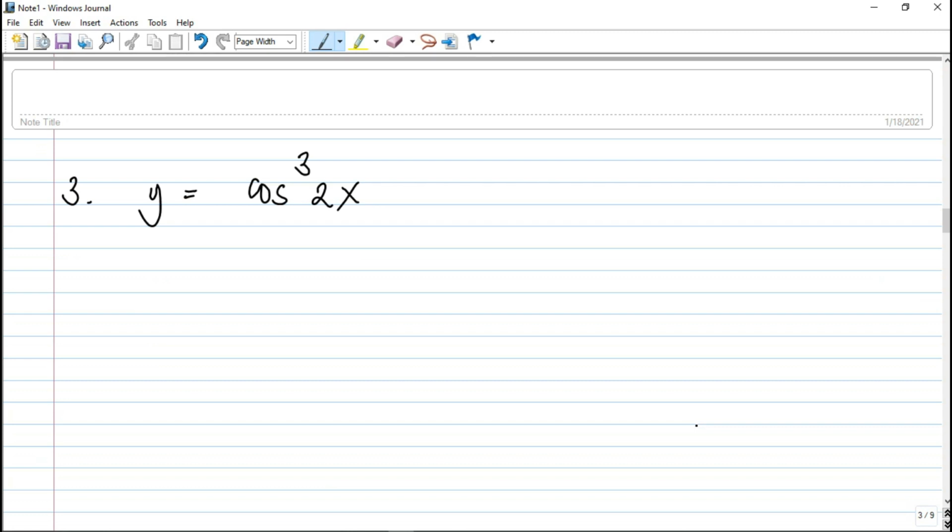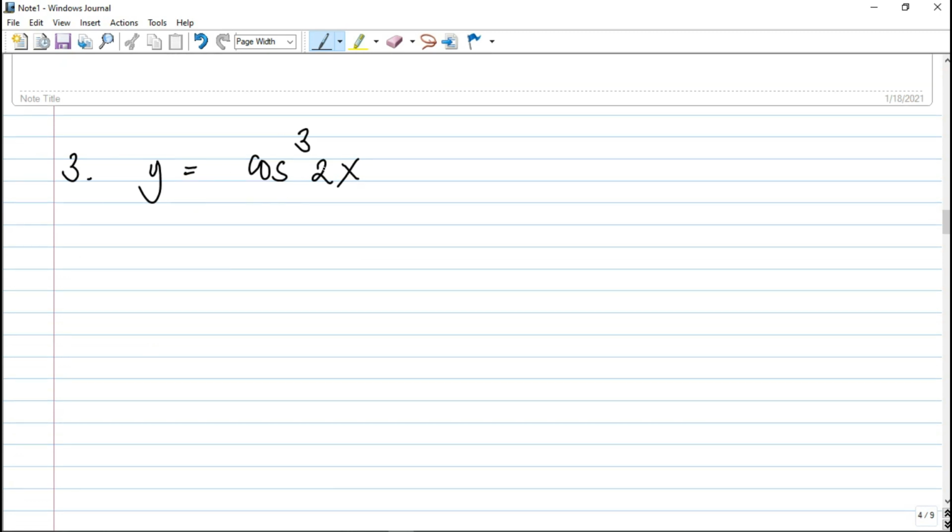Here, I have y equals cosine cube 2x. When you see an exponent, of course, we will use the power formula. But here, let's simplify it first. So y equals cosine 2x, the same thing. For the power formula, let's go back to it.